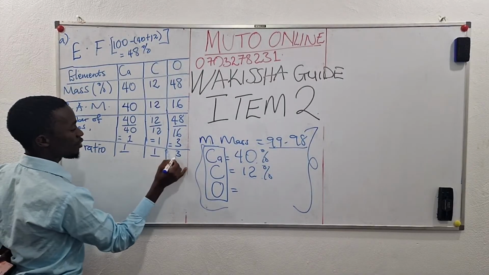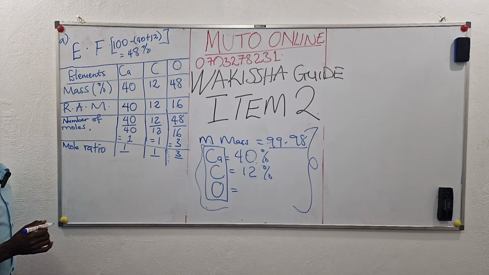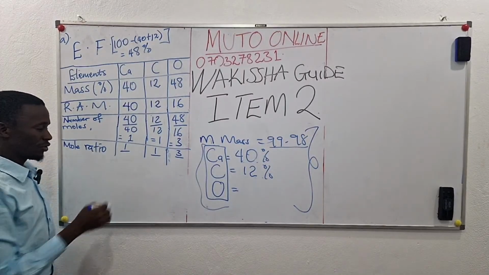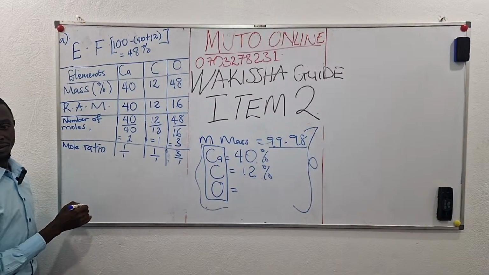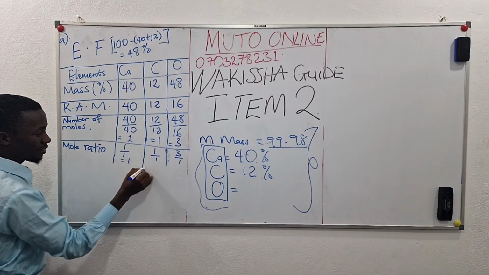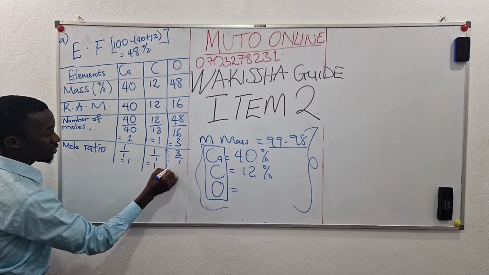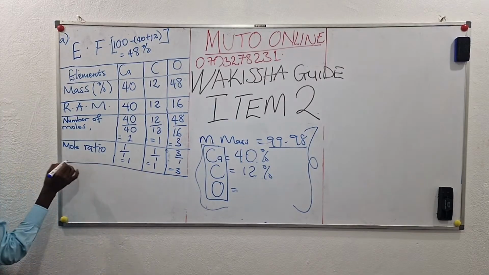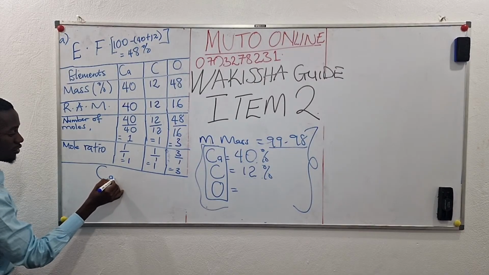smallest number of moles. So the smallest number of moles here is a 1. So we shall divide it through all the number of moles we have by 1, giving us a 1 here, a 1 here, and a 3 by 1 is always what? A 3. This means that the ratio of calcium in this compound is 1.